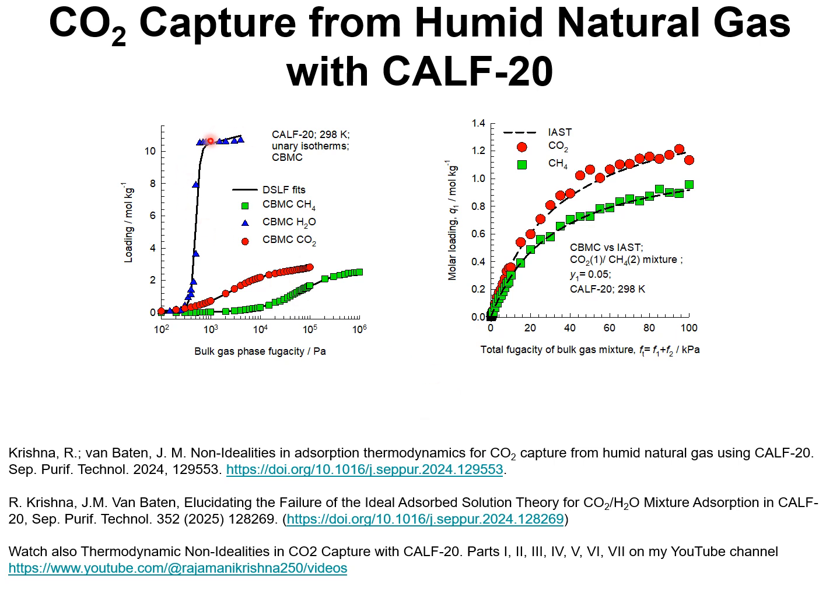I show here the unitary isotherms of water indicated by the blue triangles. The red circles indicate the data for the unitary isotherm for CO2, and the green squares are the component loadings for methane, and these component loadings are plotted as a function of the bulk gas phase fugacity. The component loadings are determined from configurational-bias Monte Carlo simulations as detailed in my paper referenced here.